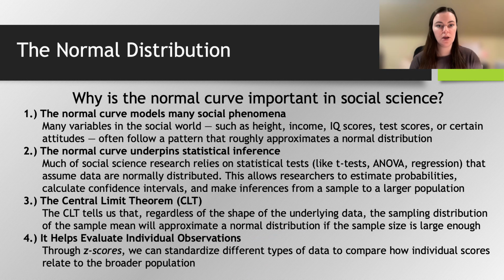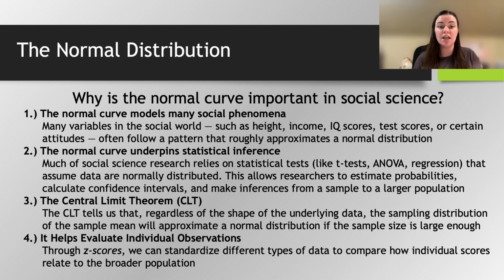Before we dive into the rest of our conversation regarding the normal curve and distribution and how we're going to use this to calculate various forms of statistics, I want to take a step back for just a moment and explain why the normal curve is important in social science. And there's 4 key reasons, and we'll go through each of these in detail. The first is that the normal curve models many social phenomena, things such as height, income, IQ scores, test scores, certain attitudes. So a lot of times, political affiliations and attitudes towards certain social issues end up being on a normal curve and things of that nature.